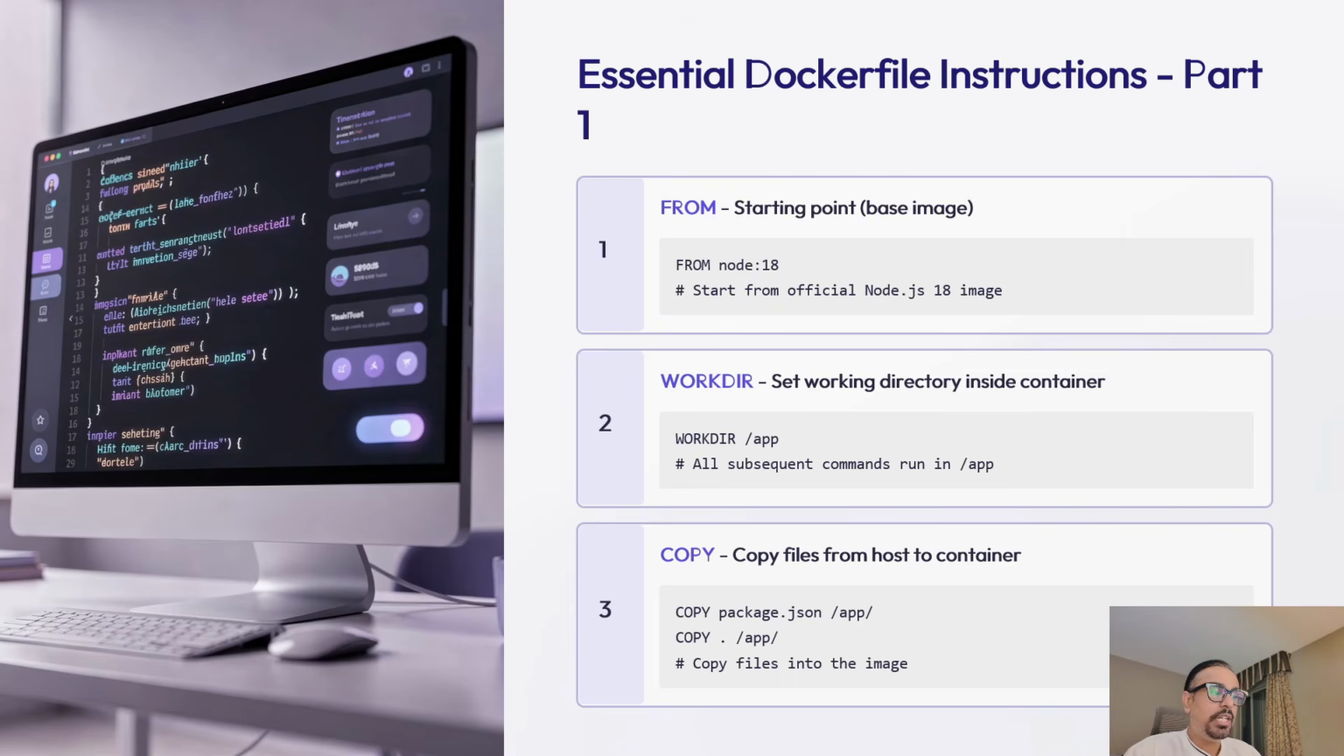So these three instructions, from, workdir and copy, are the foundational and the most used instructions in your Dockerfiles. So you start from a base, set your working directory, and copy your application code into the image. What is application code? Suppose I am running a Streamlit application, I am going to copy the application code. So when my container is up and running, the application should start working.